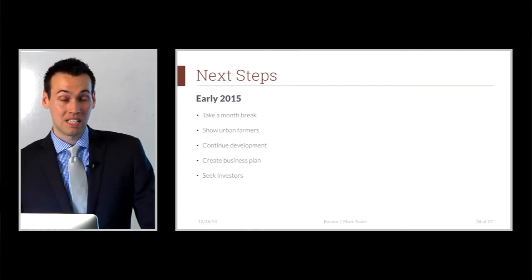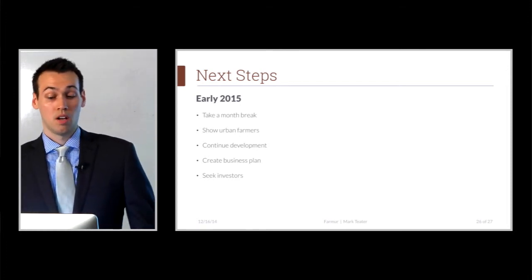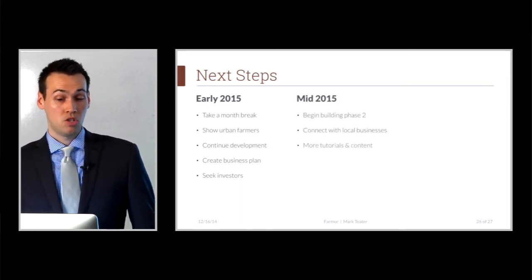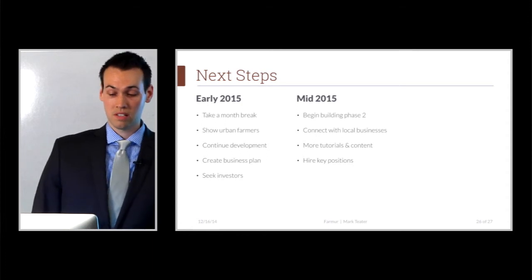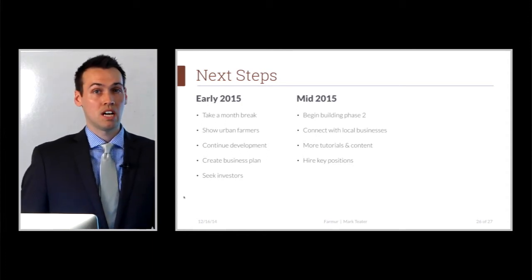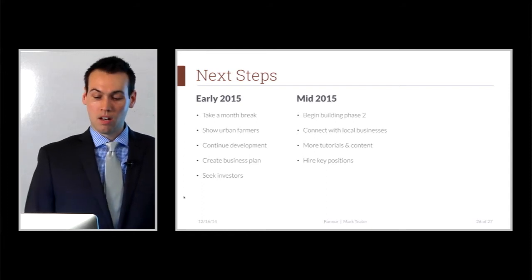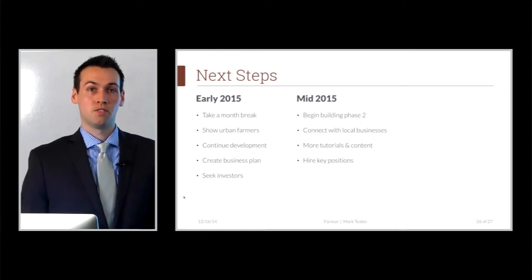continue development, create a business plan, and potentially seek investors for what I would like to call phase 2, where I would like to begin building that out in mid-2015, connect with local businesses, create some more tutorials and content that aren't on there yet, but make it a more robust site, and also hire key positions if I was able to get some investment. In 2016 and beyond, I would like to launch phase 2 and continue to pivot and grow. And that's Farmur. Thank you for letting me present this to you today.